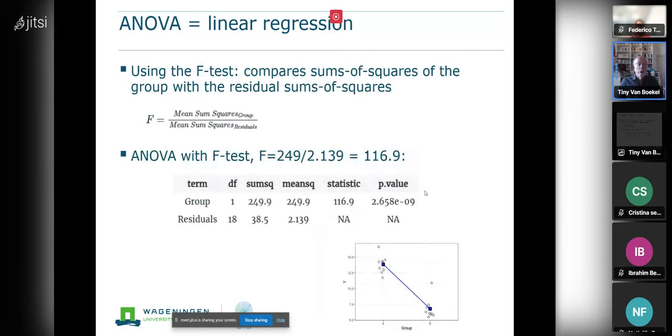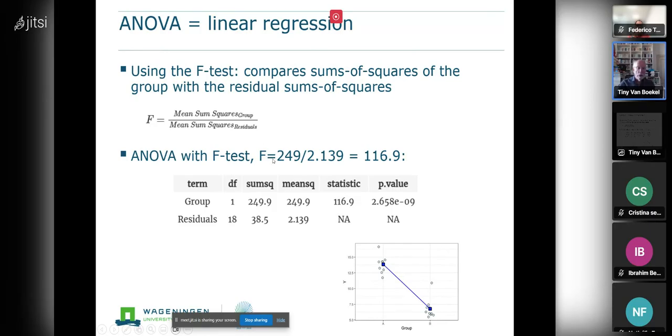So there's another way you can do that. You can also use the so-called F-test. The F-test compares sums of squares, and it compares the group sums of squares with the residual sums of squares. And yesterday we explained what this means, what sums of squares and residual sums of squares are. So this is a simple calculation of how to calculate an F value.